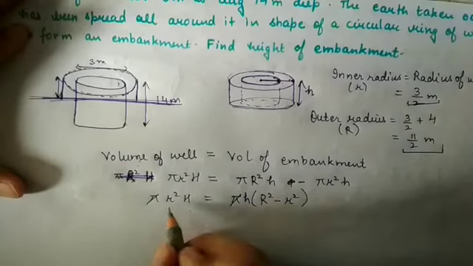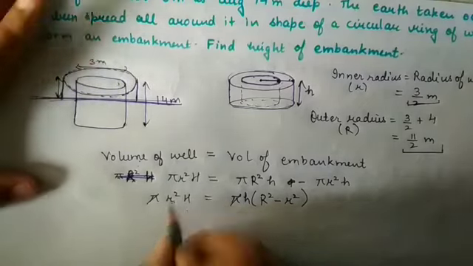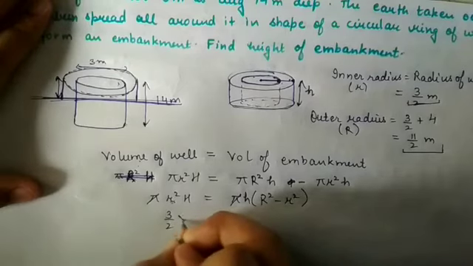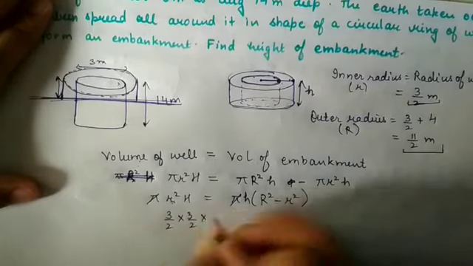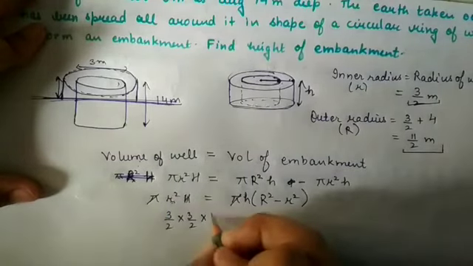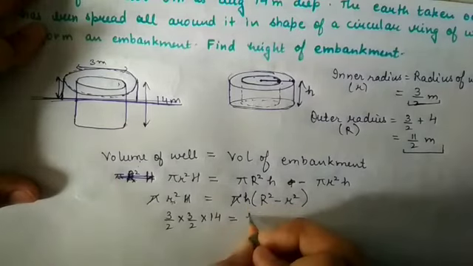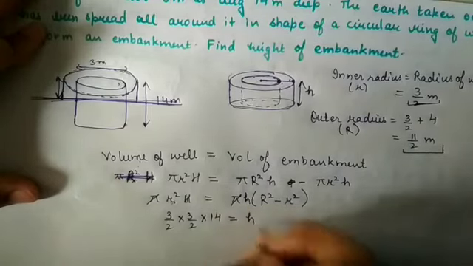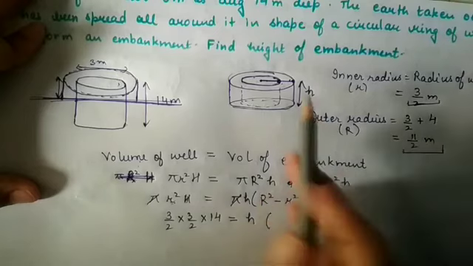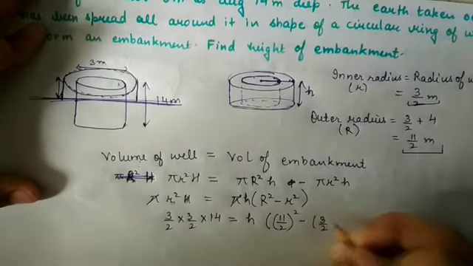Now put the values. Here this r is the inner radius or the radius of well, that is 3 by 2. So 3 by 2 into 3 by 2 into height of well. So height of well is 14 meters. So into 14 is equal to h. This h we have to find out, height of the embankment. Here capital R is outer radius, that is equal to 11 by 2 meters. So 11 by 2 square minus small r is 3 by 2, so 3 by 2 square.